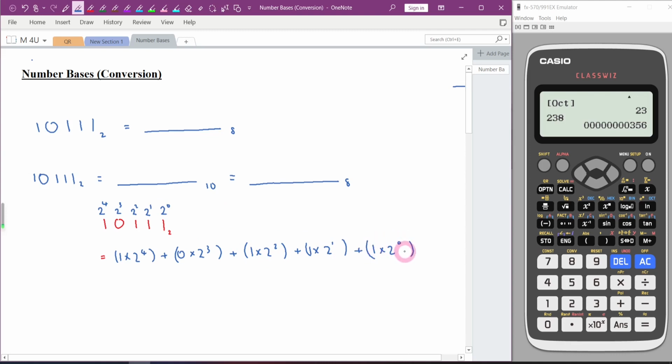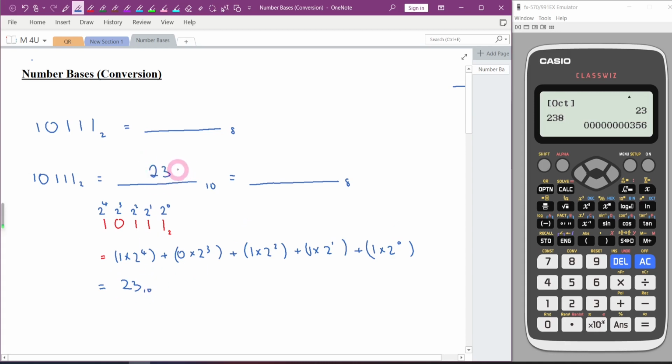If you worry that you will make mistake, after you write this, you can double check it. 10111, and make sure the power is correct: 4 3 2 1 0. Okay, so until here, you can just press your calculator. 1 times 2 power 4 is actually equal to 16. And this is 0. And this is 4. 1 times 2 you get 2. And the last one is equal to 1. So the answer is 23. This is base 10.